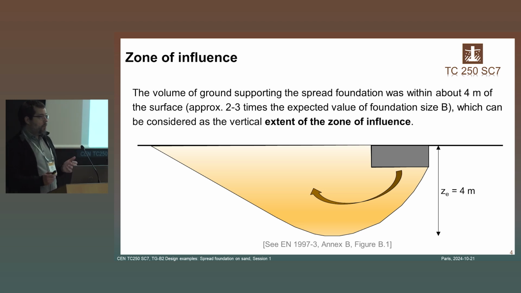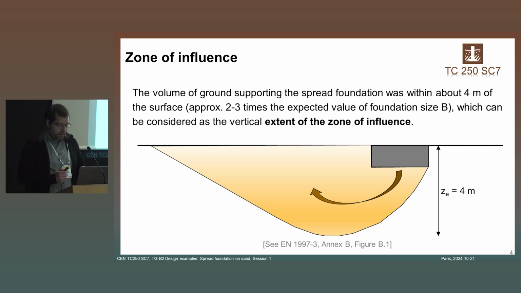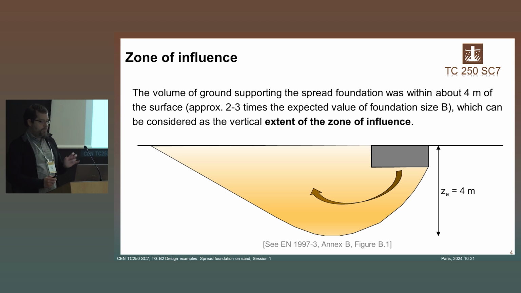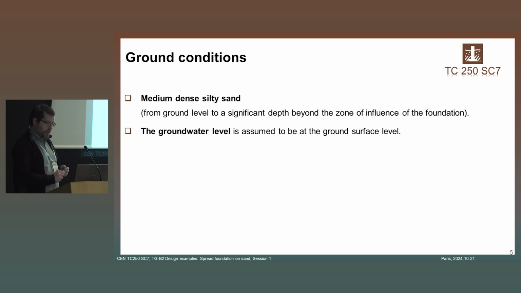The concept of the zone of influence is one we have all heard about quite a lot already, but it's worth mentioning in terms of spread foundations what that means in numerical aspects. There is a specific way of calculating it. Of course, those are approximate calculations. In Annex B, we can find how to estimate the extent of the zone of influence. In this case, it was assumed to be approximately 2 to 3 times the expected foundation size. Of course, to conduct ground investigation, which is not part of this example, we would need to have this kind of first approximation. So it's 4 meters, and that's considered the vertical extent of the zone of influence. The horizontal one is not really relevant for the calculations presented here.